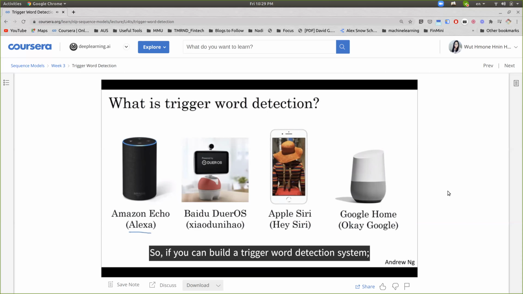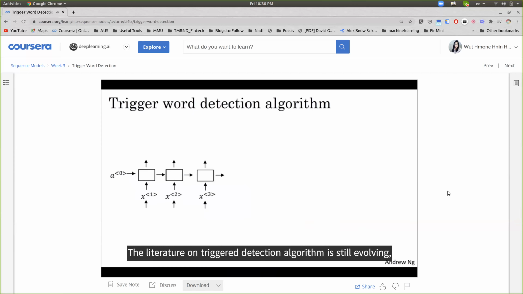So if you can build a trigger word detection system, maybe you can make your computer do something by telling your computer, activate. One of my friends also works on turning on and off a particular lamp using a trigger word, kind of as a fun project. But what I want to show you is how you can build a trigger word detection system. The literature on trigger word detection algorithms is still evolving, so there isn't wide consensus yet on what's the best algorithm for trigger word detection. So I'm just going to show you one example of an algorithm you can use.